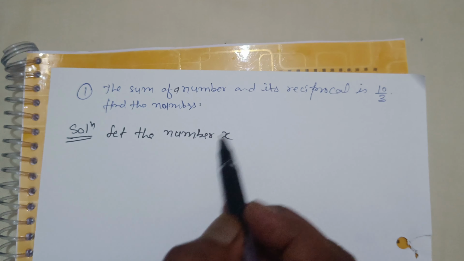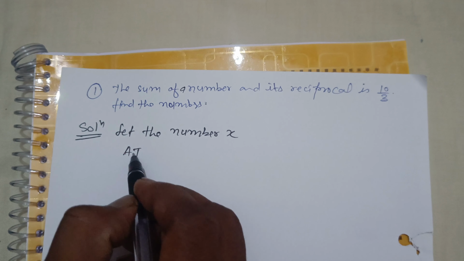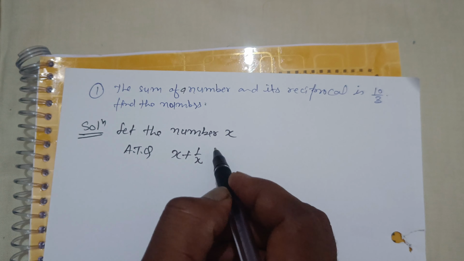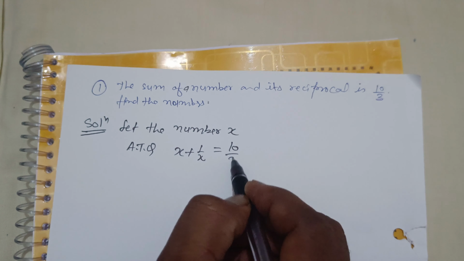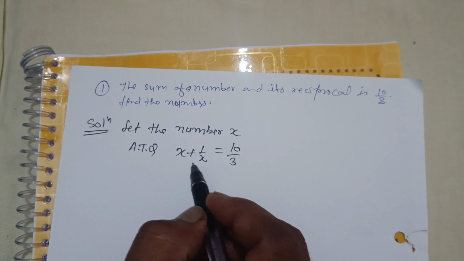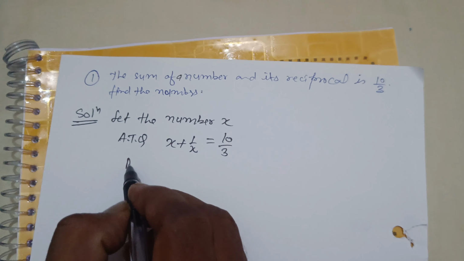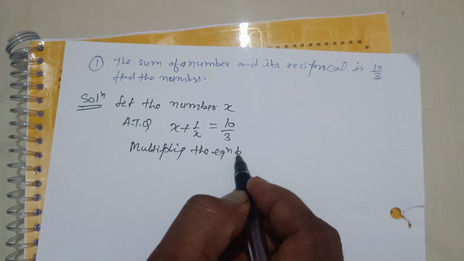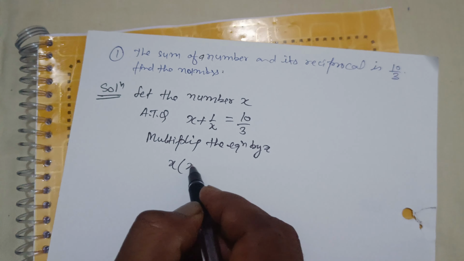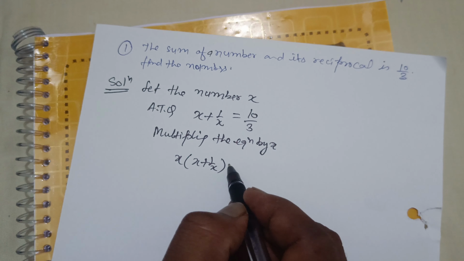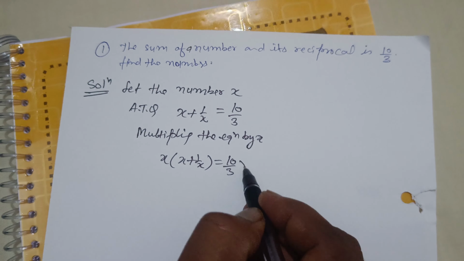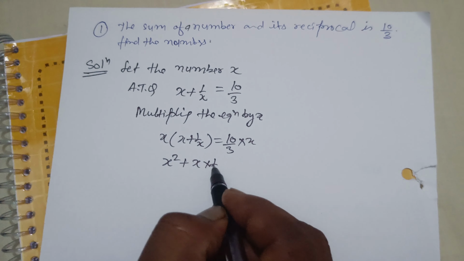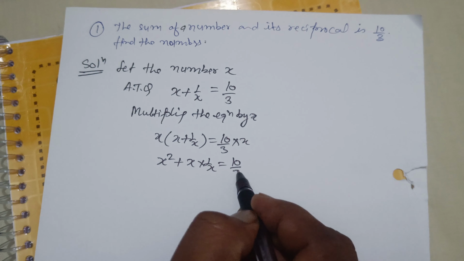x. According to the question (ATQ), x plus 1 upon x is equal to 10 by 3. Now you can multiply this equation by x. Multiplying the equation by x, you will get x into x plus 1 upon x is equal to 10 by 3 into x. This is equal to x square plus x into 1 upon x, equal to 10 by 3 x.